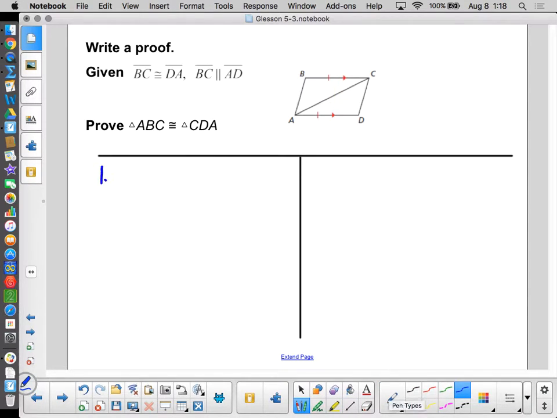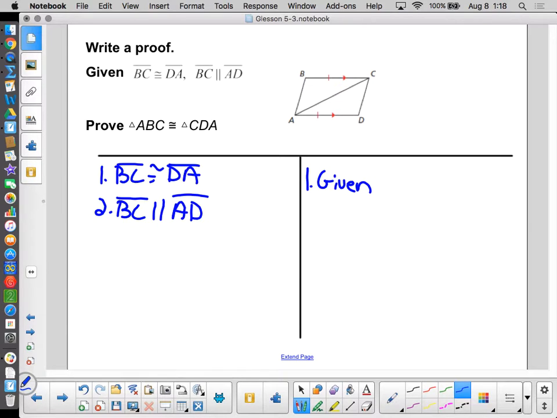We're given BC is congruent to DA. That's given. Now, that's given in the givens. Is there anything else given in the picture? Well, yeah, we have BC is parallel to AD. Now, you're probably thinking to yourself, well, how does that help me? How does that help me to have a side parallel to another side? Well, what do parallel lines give us when they're crossed by transversal? Yeah, they give us congruent angles.